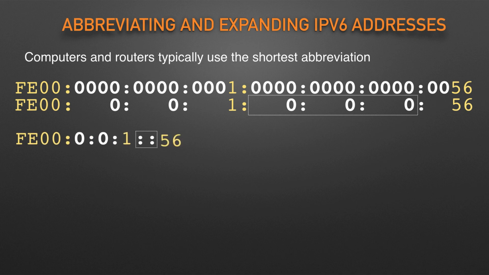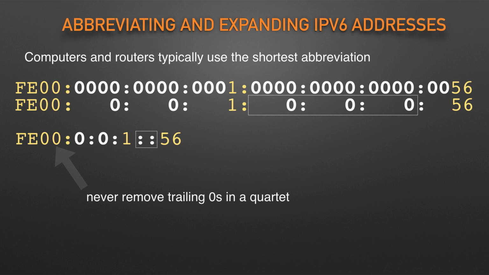Note, you can use double colon only once in a single address. If 2 instances exist where more than one quartet in a row has only a 0, pick the longest such sequence, and replace it with double colon. Never remove trailing zeros in a quartet.